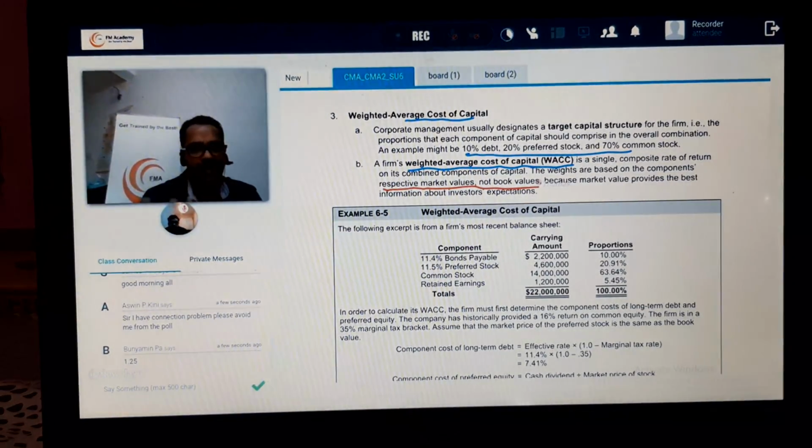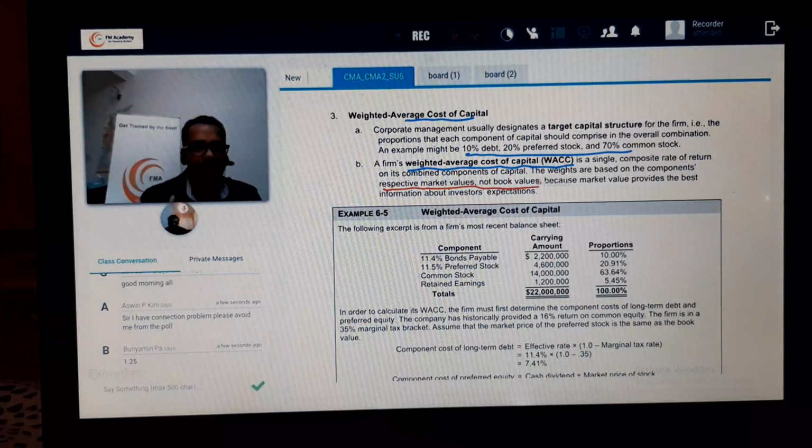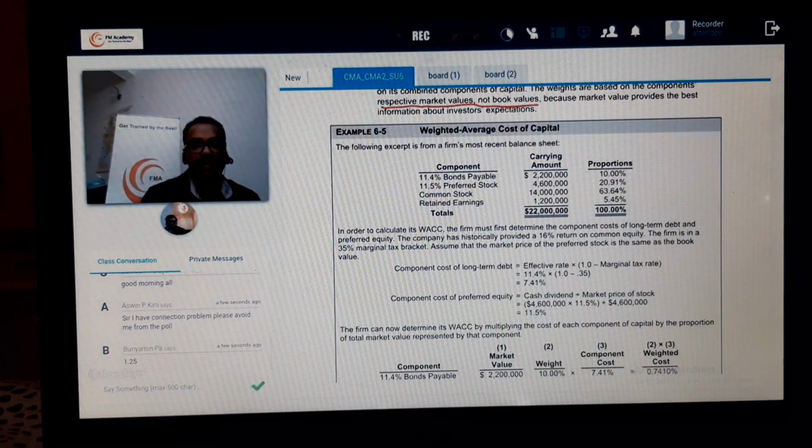What is the weight? What is the component? How to take a weighted average? Let's look at an example. So in the WACC calculation, the weight should be based on market values. The following is from a firm's most recent balance sheet.